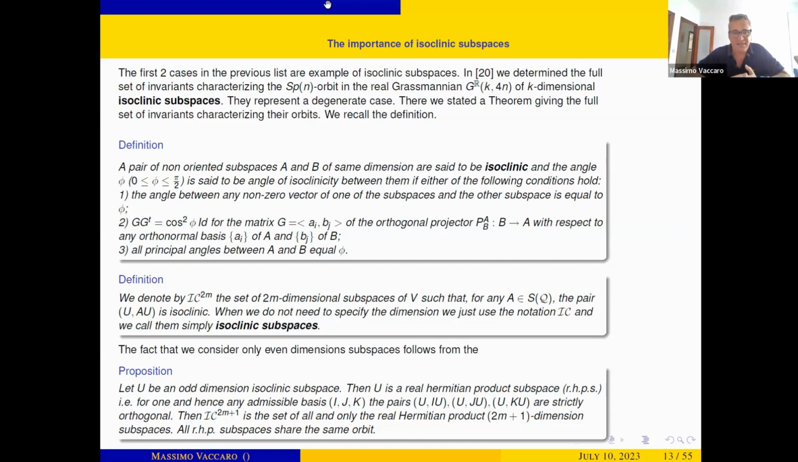Then the set IC of odd dimension is the set of all and only the real Hermitian products. All real Hermitian products share the same orbit. So odd dimensional isoclinic subspaces are real Hermitian subspaces, and they are all in the same orbit, if they have the same dimension, of course. That's why we consider only even dimension.